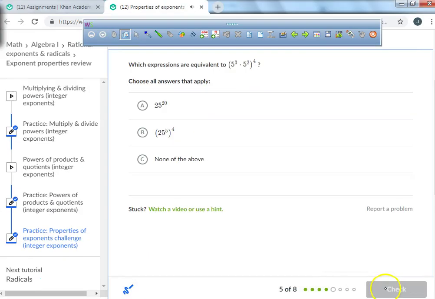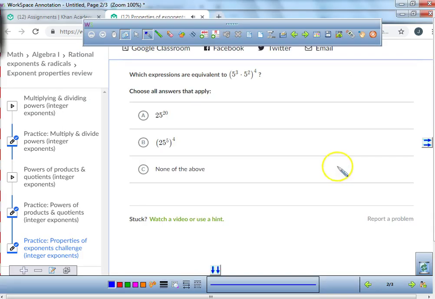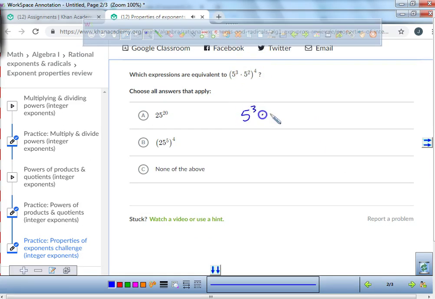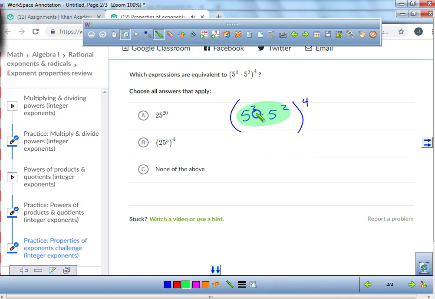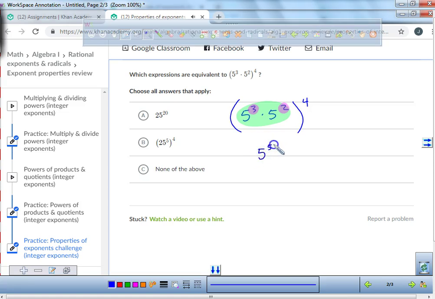We'll do another one, okay? This is the power property. I have 5 to the power of 3 times 5 squared to the power of 4. Now there's 2 different ways you can do this. You can use what's called the product property right here. The product property allows us to take the 3 and the 2 and add them together. So you could convert that to 5 to the power of 5, and then apply the power property. 5 times 4 gets me a total of 20. So my answer would be 5 to the power of 20.